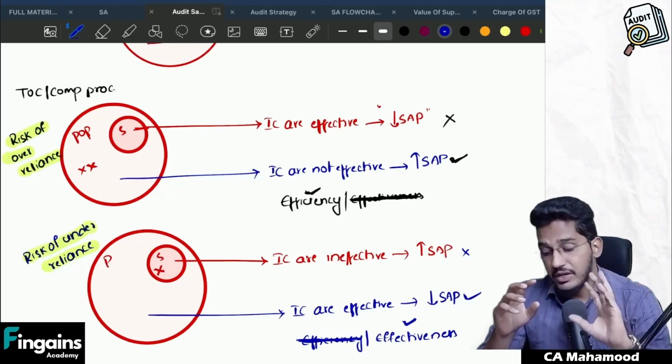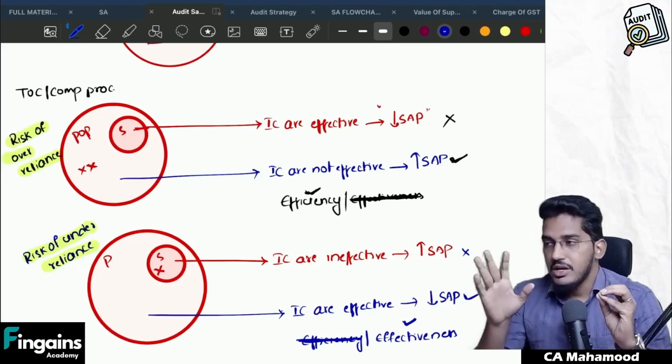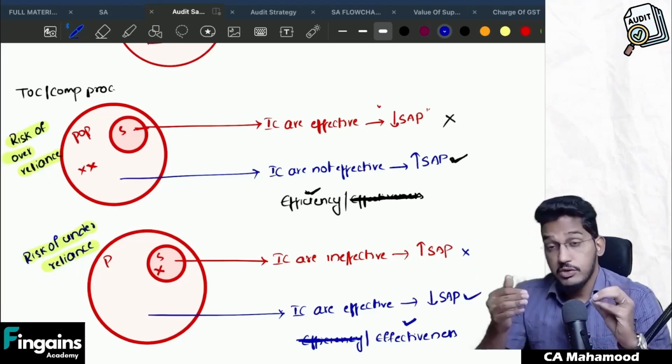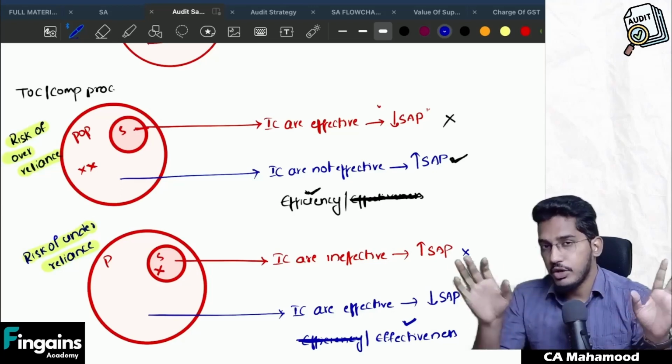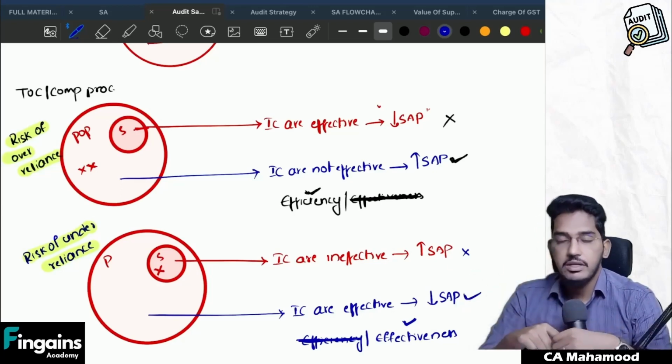Risk of over reliance is going to have an impact on effectiveness. Why? Because you will not do the work perfectly. You will do the work in less time. You will be efficient, but you will not be effective. Second one, risk of under reliance.